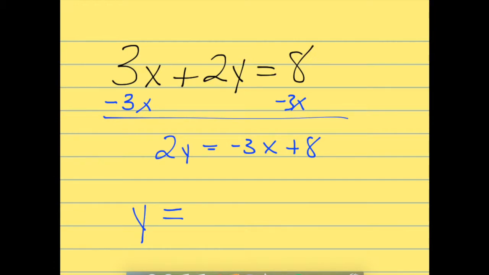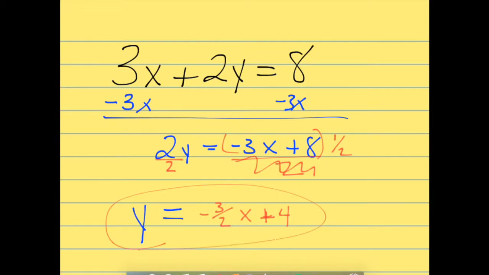My next step is to get rid of that 2 that's being multiplied by dividing. Now, when I divide that sum by 2, it's kind of like using the distributive property with 1/2. So I get negative 3 over 2 x plus 4. There's my equation for y in terms of x. This is also really helpful for formulas. For instance, a equals 1/2 bh, which you might recognize as the formula for the area of a triangle.